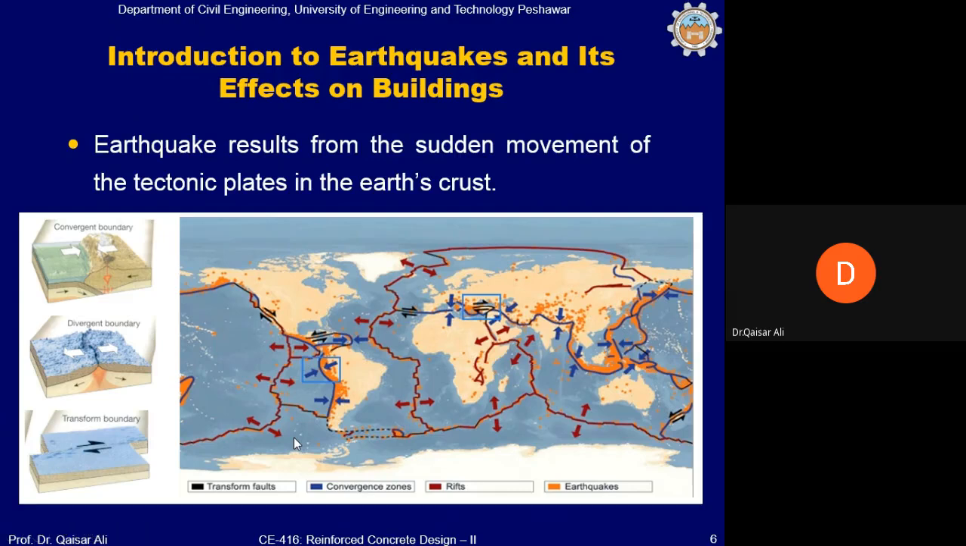And then there are transform boundaries where one plate moves past another plate, and this sliding of one plate against another plate happens at several locations on the Earth map. This transform boundary also causes storage of the elastic energy, and when there is some fracture deep down the earth crust, then this energy is released and earthquakes occur.